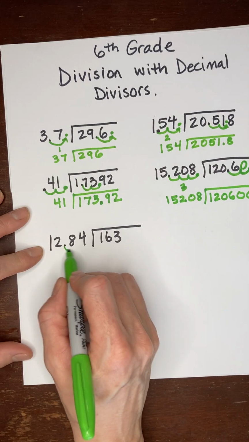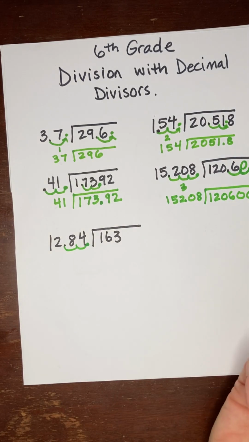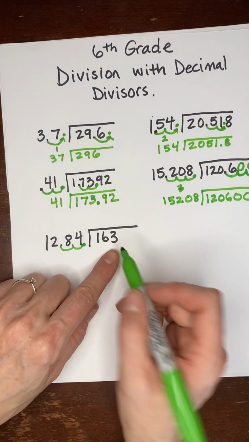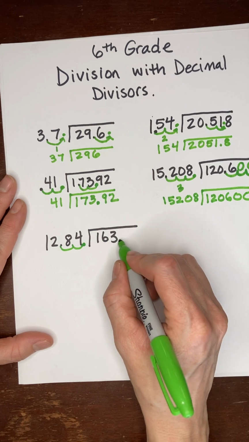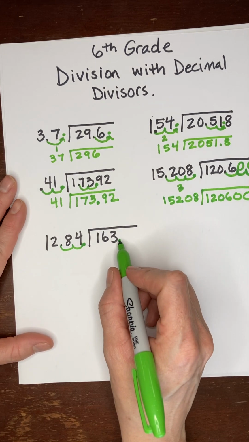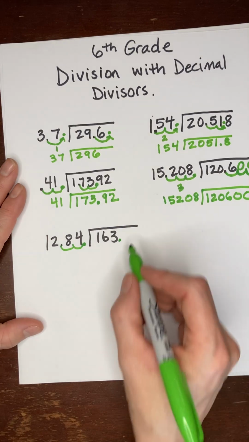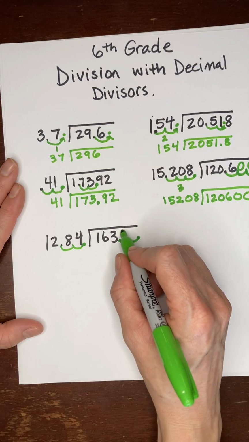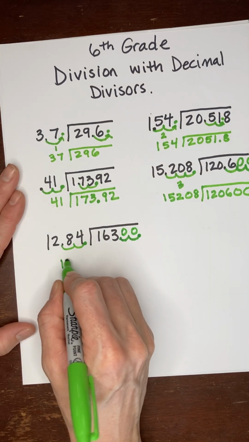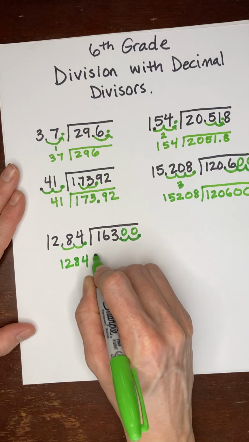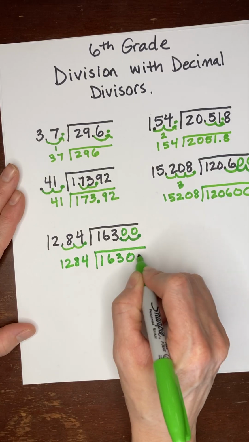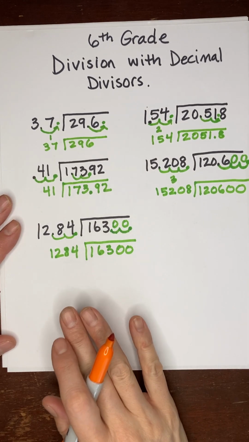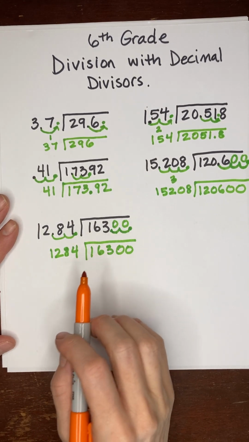Now 12.84 into 163. 1, 2. Oh, there's no decimal place on that number. So what do we do? Well, every whole number actually has an invisible decimal place at the end that we can't see. So we are going to spawn a decimal here after the 3. So 163 point is the same as 163. And we're going to go 1, 2. What do we do in those empty spots? Well, we fill them in with zeros. So our new problem is 1,284 into 16300.